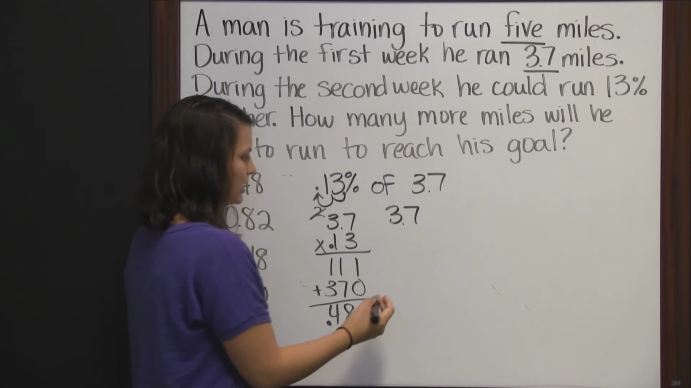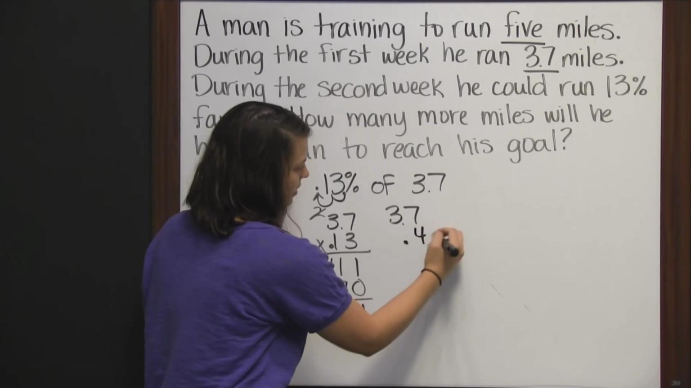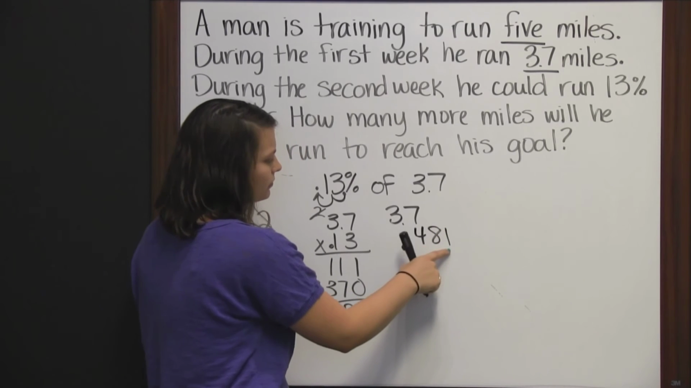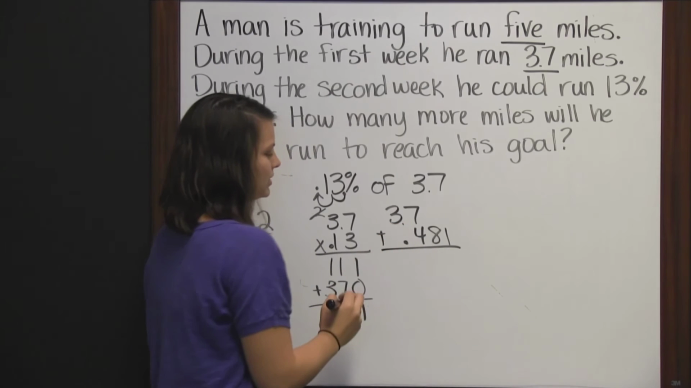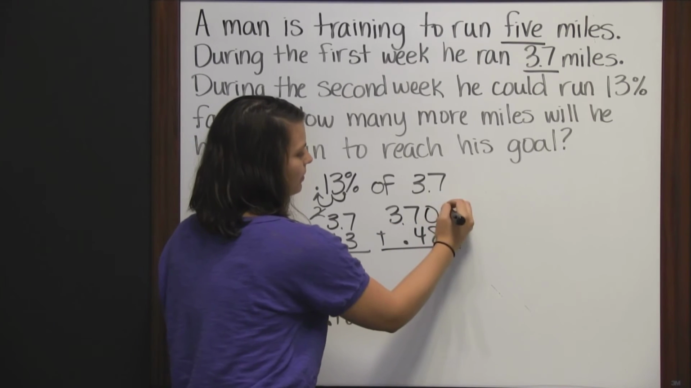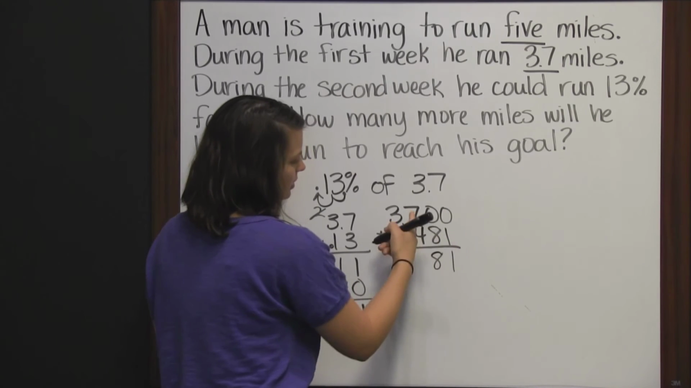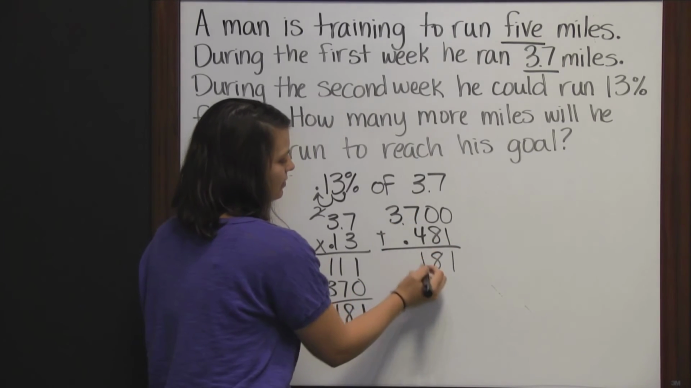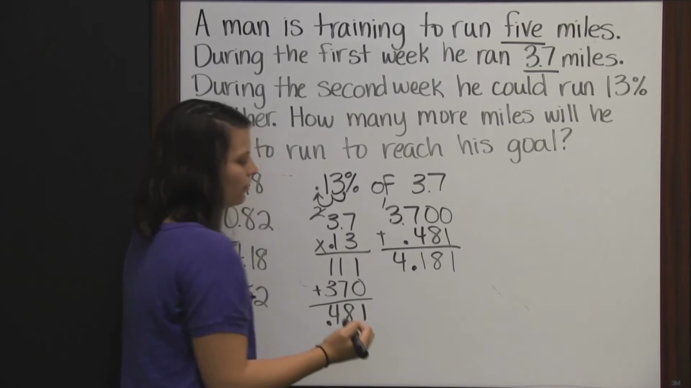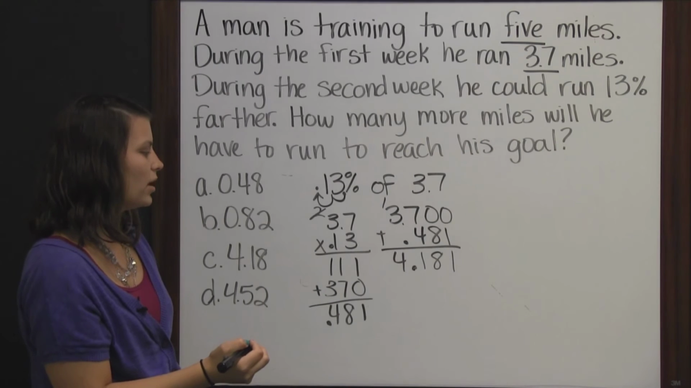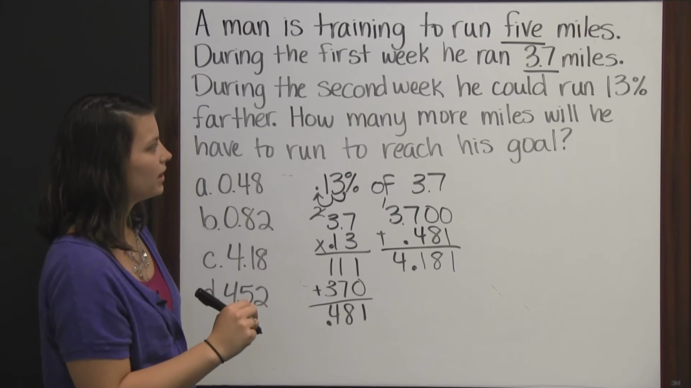13% of 3 7/10. So we have to line up the decimal, and we have 481 thousandths that we need to add to 3 7/10. We can put 0 placeholders here. So we get 1, 8, 7 plus 4 is 11, carry the 1. So we get 4, bring down our decimal. 4 181 thousandths is how far he's able to run after the second week.